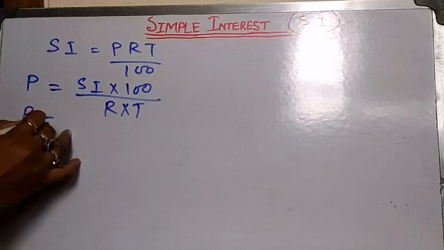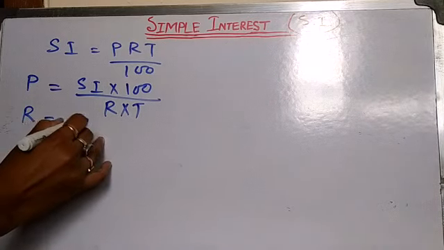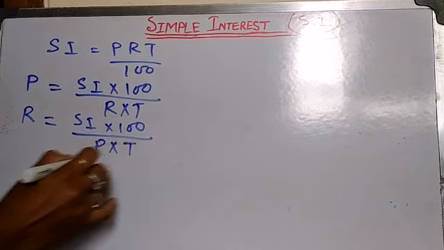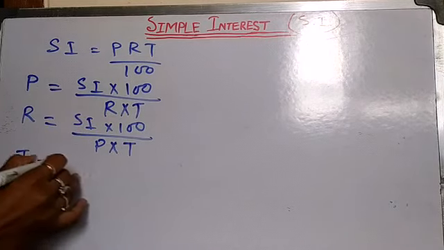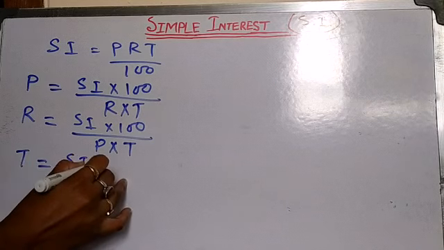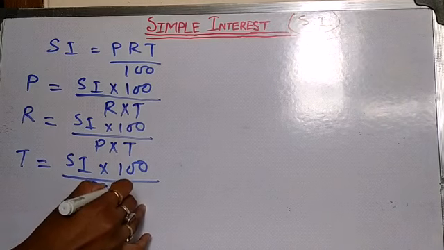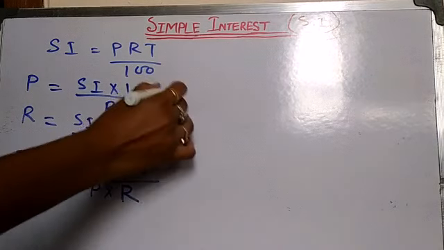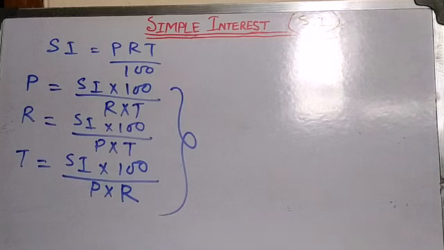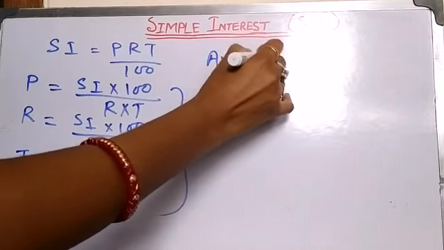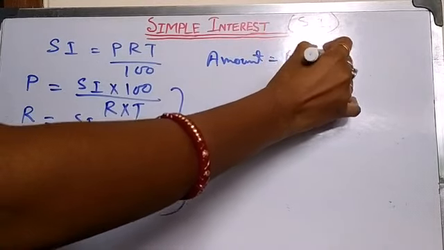Same as when I want to find out rate of interest, then also SI into 100 divided by P into T. Then when time will be found out, then SI into 100 divided by P into R. So these all are the formulas to find out the principal, the rate, and the time. And this is simple interest, and amount equal to principal plus SI.